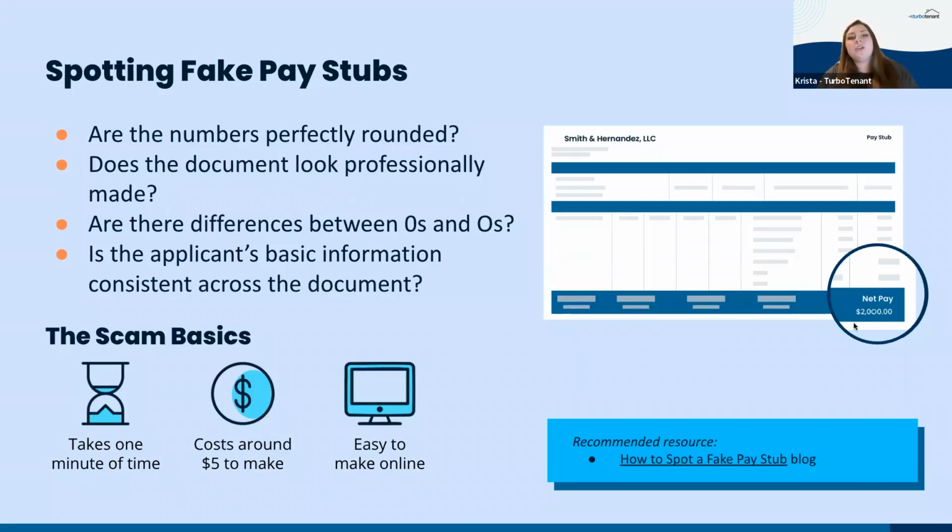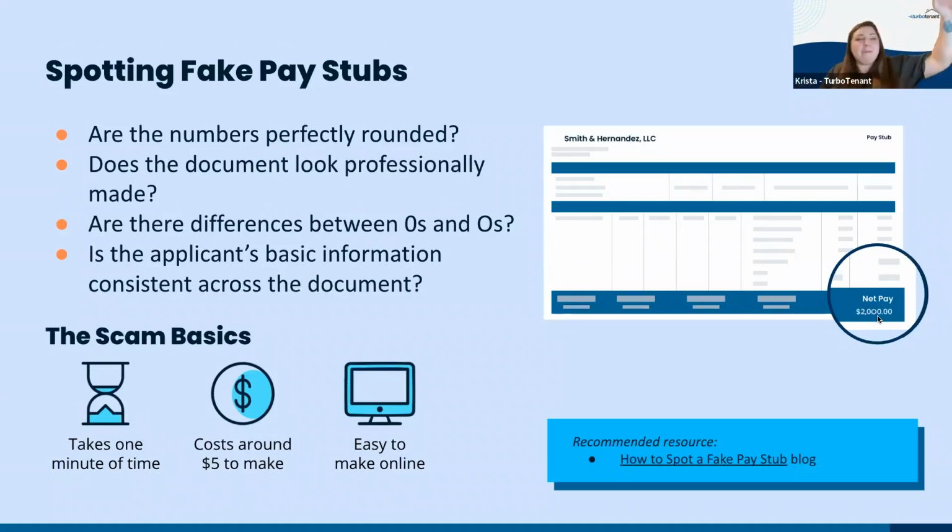Also be sure to check the difference between zeros and O's. In this little example on the screen, you can see the middle zero, or what should be the middle zero, is clearly different. It is wider, it doesn't fit. That is a sign that this is not a real pay stub. Lastly, you want to be sure that the applicant's basic information is consistent across the document. So it should be Samantha's name at the very top of the document, and anywhere else where the person is mentioned, it should be Samantha.